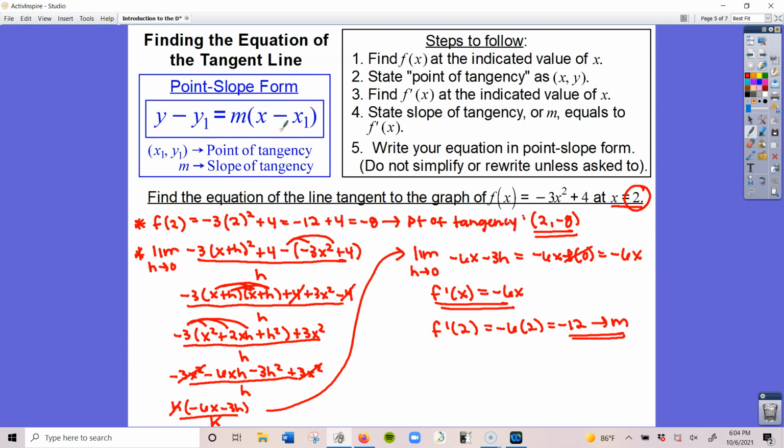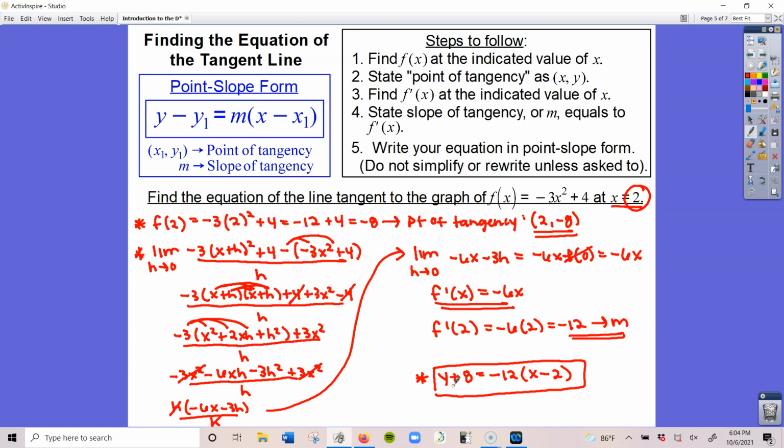in point slope form. So the equation of my tangent line would be y minus y1, which is negative 8. So y minus negative 8 becomes plus 8, is equal to my slope, which is negative 12, times x minus the x value, which is 2. And that's it. You can leave your answer like that.